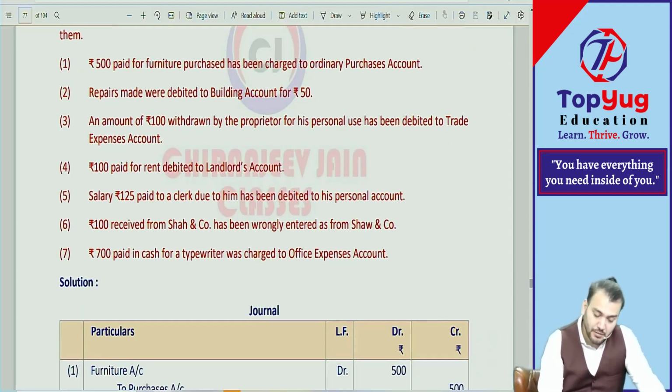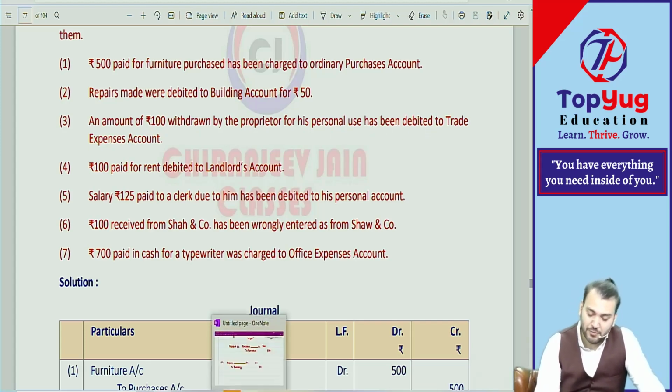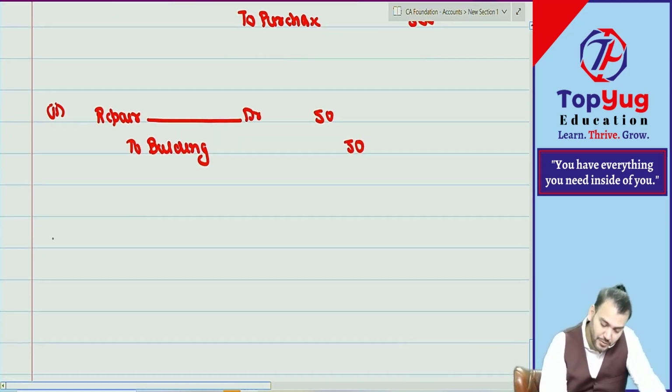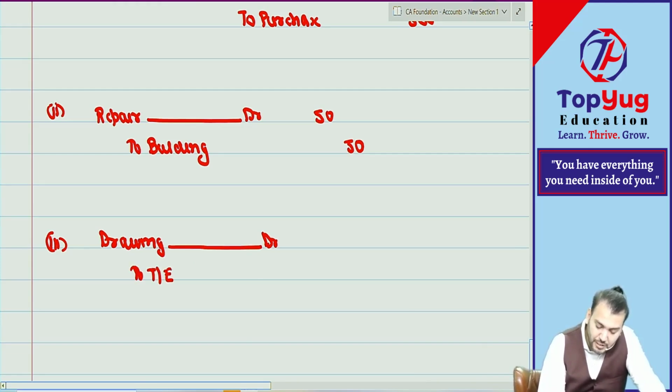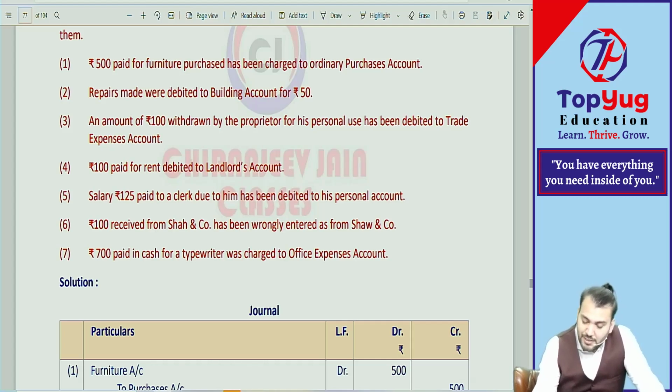Then an amount of 100 withdrawn by the proprietor for his personal use. Drawing has been debited to trade expense account. But what journal entry? Drawing account debit to what? I think it is very simple now. Drawing account debit to trade expense account. What is the amount? 100. I don't think any explanation is required. Correct.